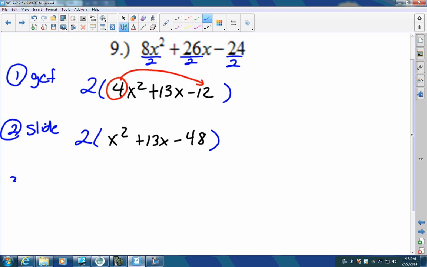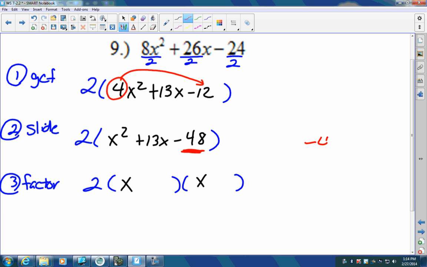Now we have to do our factoring. Now we got to go to work. The 2 stays out there. Your parentheses split up into 2. My x squared split up. All right. Last number, negative 48. I need the factors of negative 48 that add up to give me 13.